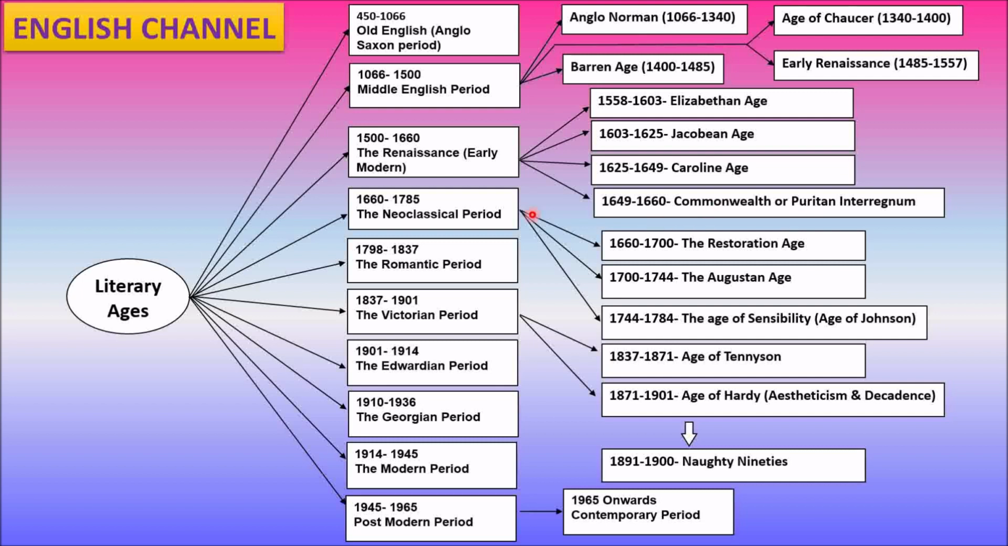After this period comes the Neoclassical period, 1660 to 1785. This age is also divided into three parts. 1660, of course, the Age of Dryden, the Age of Restoration, the restoration of King Charles II. The monarchy began in 1660, and 1660 to 1700 is therefore called the Restoration age, the restoration of King Charles II.